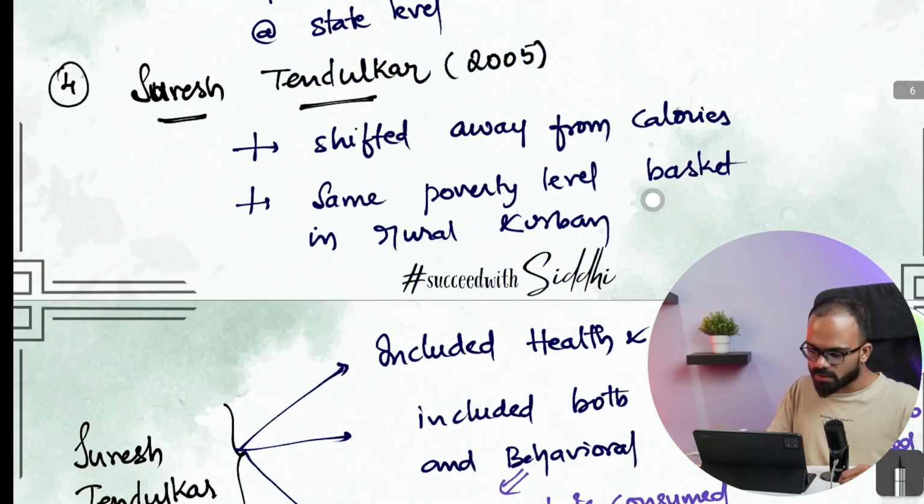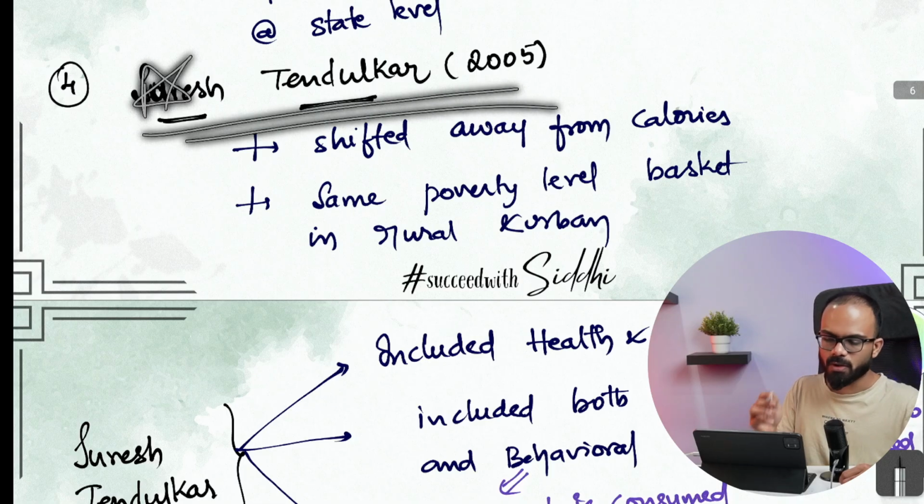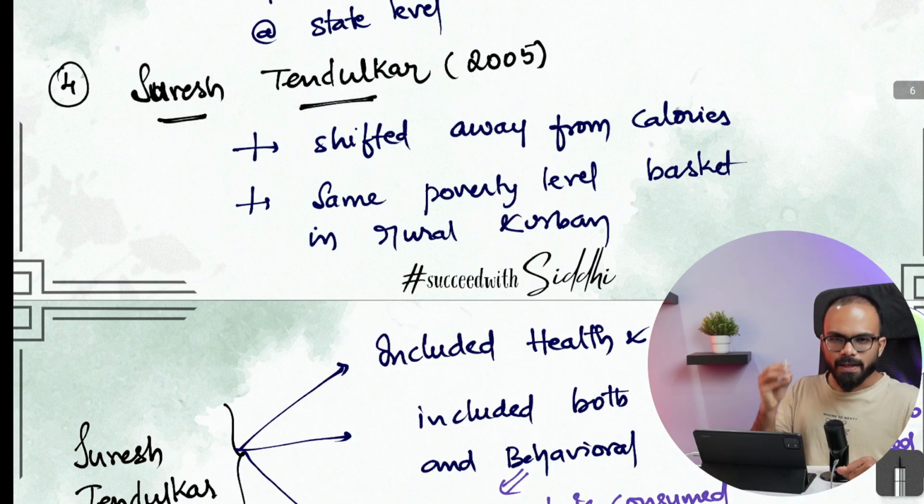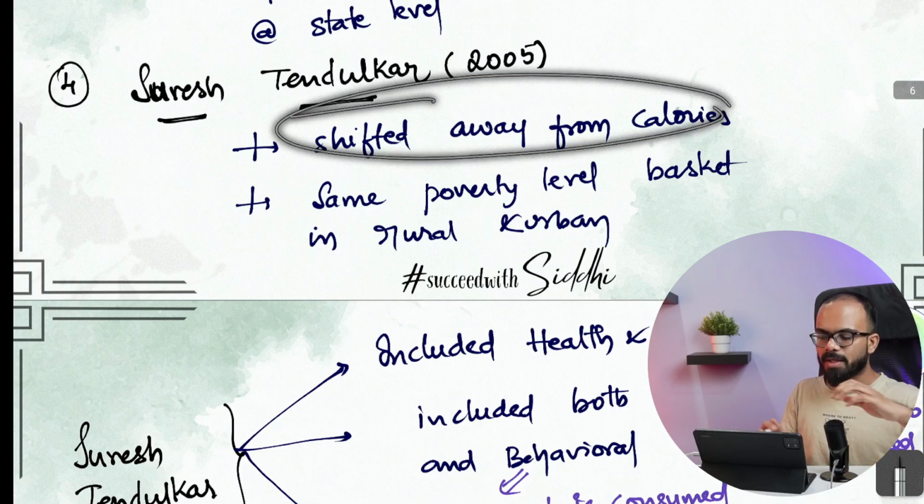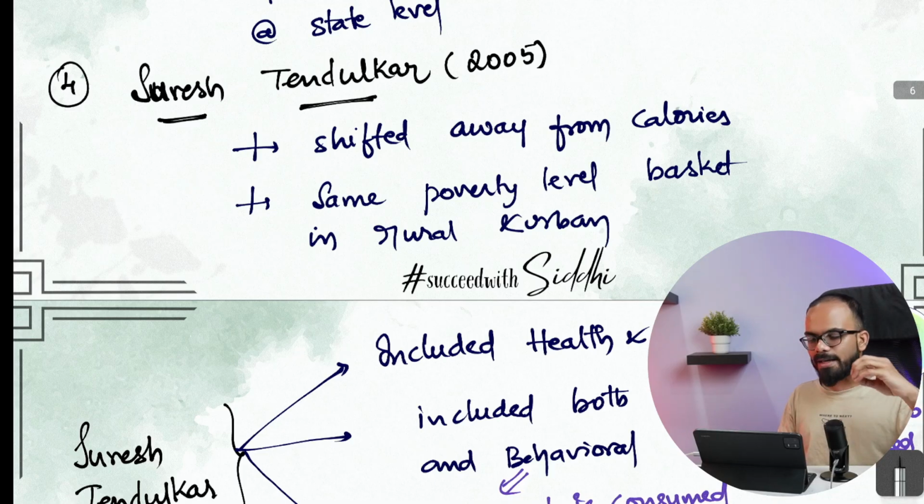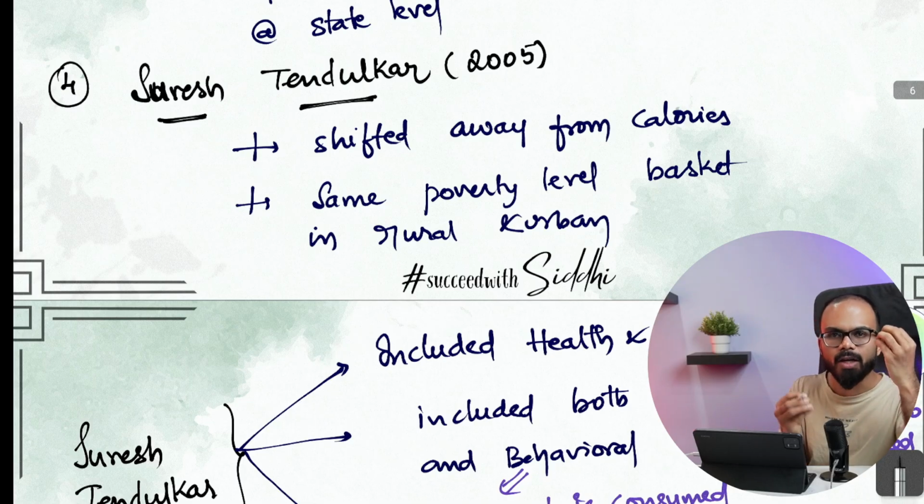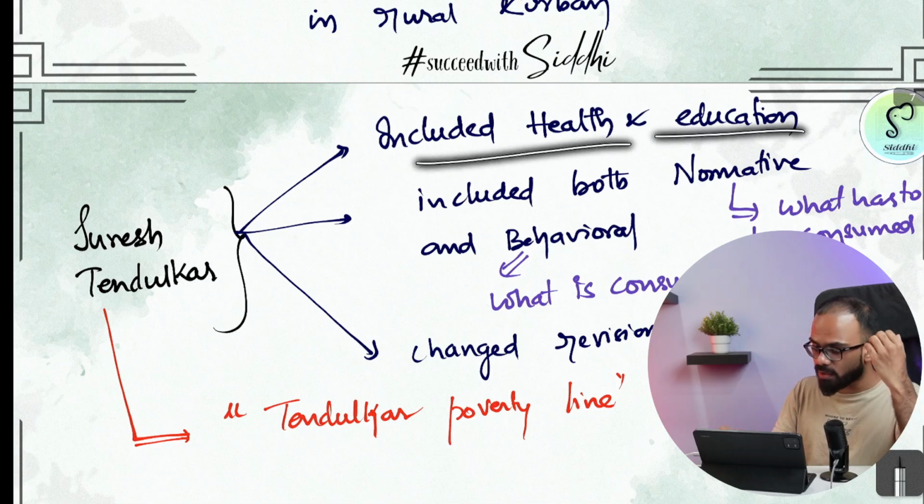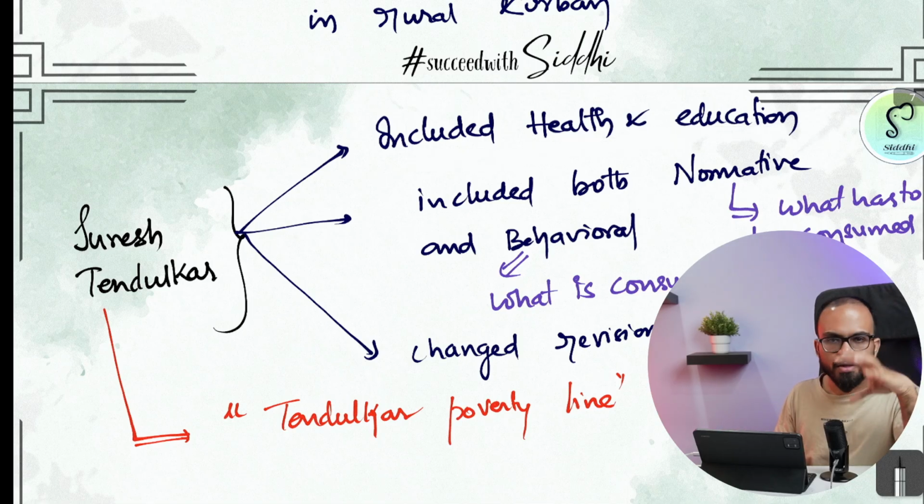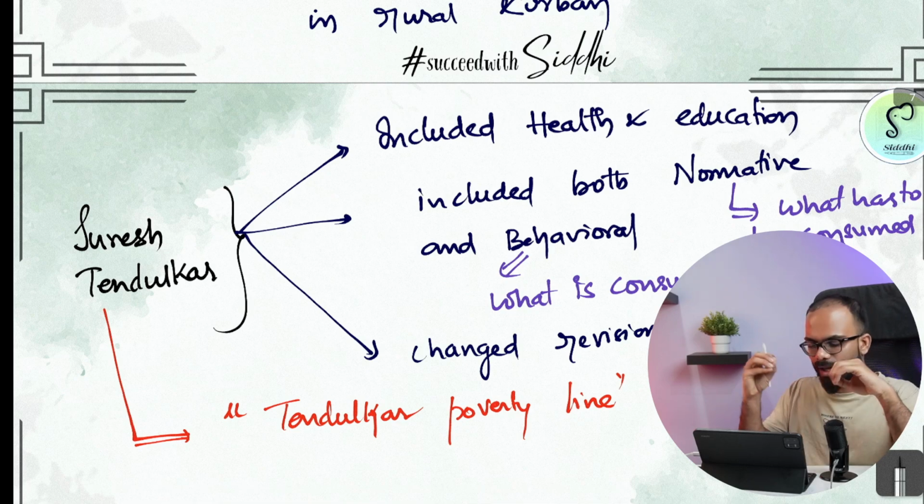The next committee, which is very important committee for us with respect to exams, is Tendulkar committee. Even today, the poverty line that we follow is based on Tendulkar committee's recommendations. Tendulkar committee shifted the focus completely from the calorie concept, and they said that we need a different poverty level basket. Poverty level basket must include everything that will define the wellness. For example, it should include health, it should include education, it should also include what has to be consumed and what is necessary to lead a healthy and happy life.